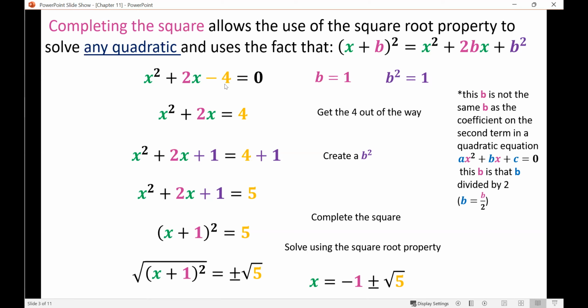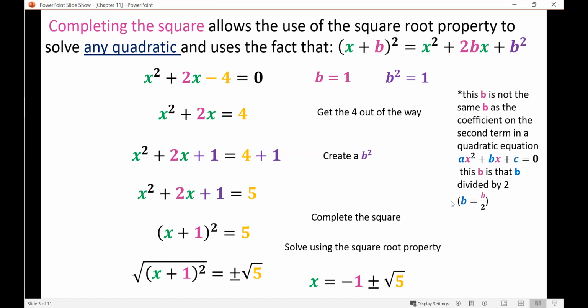1 times 4 equals 4, but there's no way you can get a 1 and a 4 to add up to a 2. 2 times 2 equals 4, but there's no way you can get a 2 and a 2 to add up to 2. So this won't factor into two binomial factors. The only way to solve this would be to use the quadratic formula, which we'll talk about later, or this completing the square method, okay, which always works. Okay. So that's completing the square.